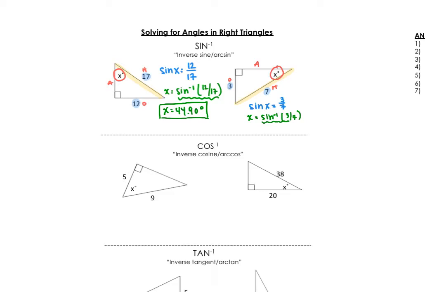And this is what we put in our calculator. So we hit second sine and then 3 divided by 7. You get about 25.38 degrees. So these problems are even a little bit easier. All you have to do is press a different button in your calculator.